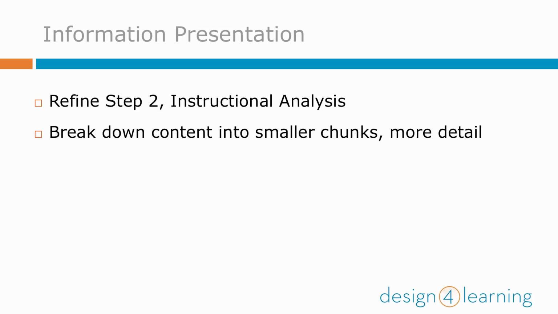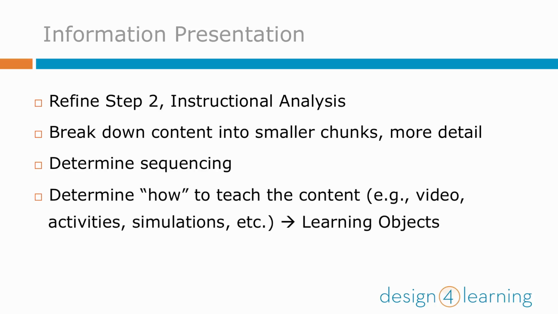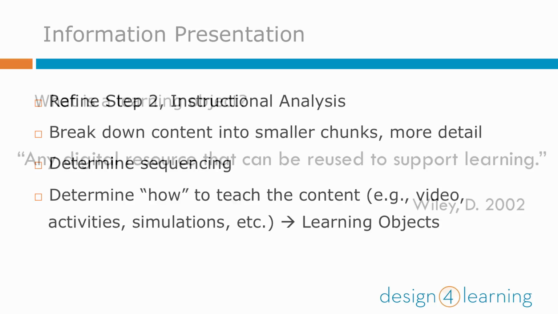Go back to your instructional analysis and determine the sequence of instruction you'll need to follow. At this point, you may need to reconsider the order in which you present the elements of your instruction, as well as the manner in which you'll teach the necessary knowledge, skills, and attitudes. That is, how you're going to teach them. Will you use video? Will you use simulations? What activities? These are your learning objects.